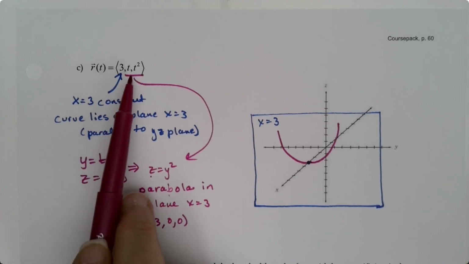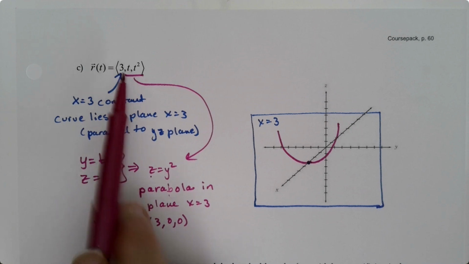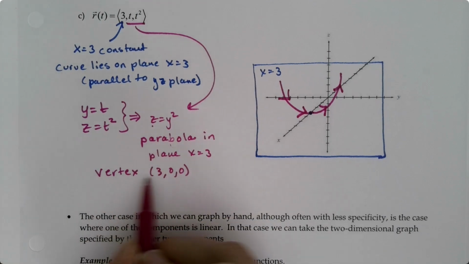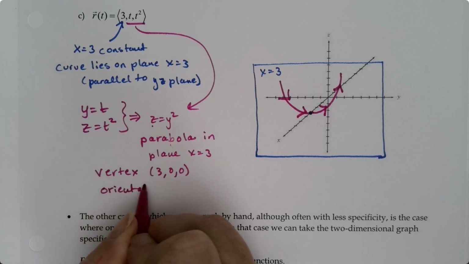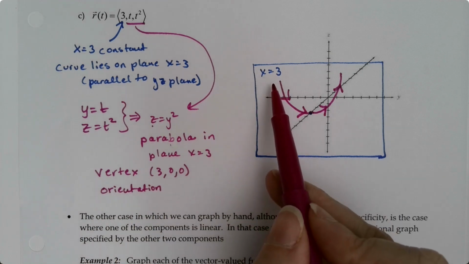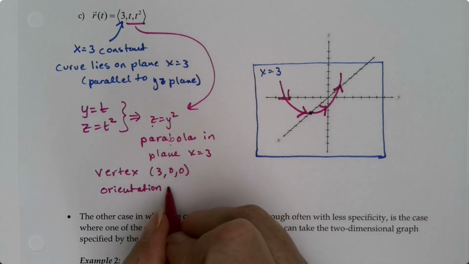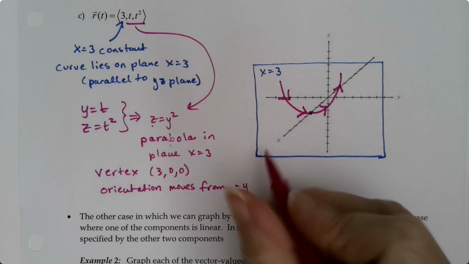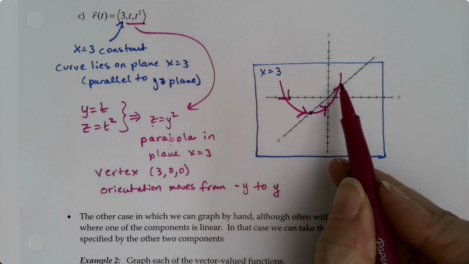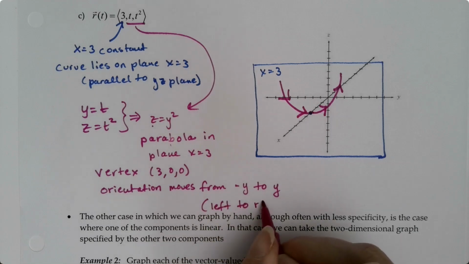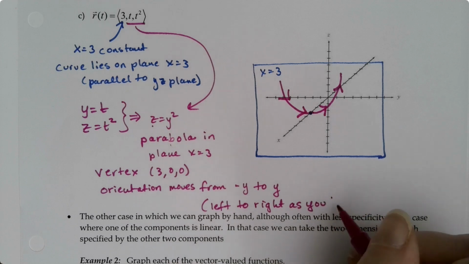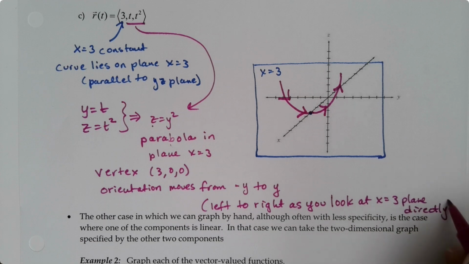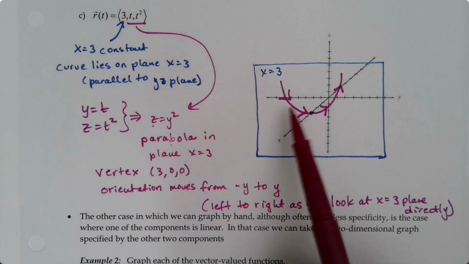So if you think of low values of t, so -4, -3, -2, -1, that would be over here, and then it's going to move this way as you come through. So it's a parabola in the plane with vertex there that has an orientation that moves from the negative y to the positive y, right? It's moving from the left to the right if you're looking at the yz plane, or in this case, the x equals 3 plane. Right? So if you look directly at the x equals 3, which of course we are, you can see that it's moving from the left to the right.